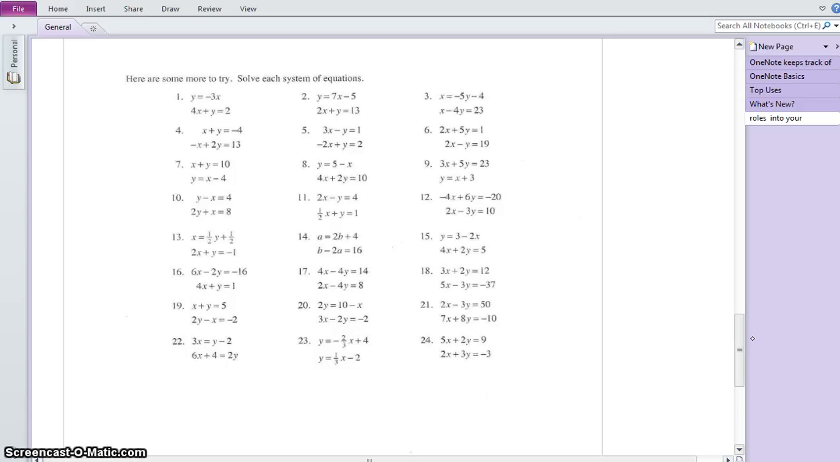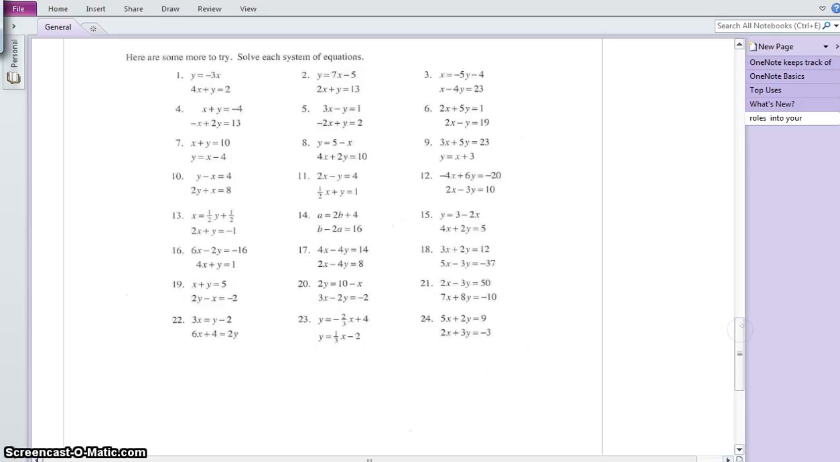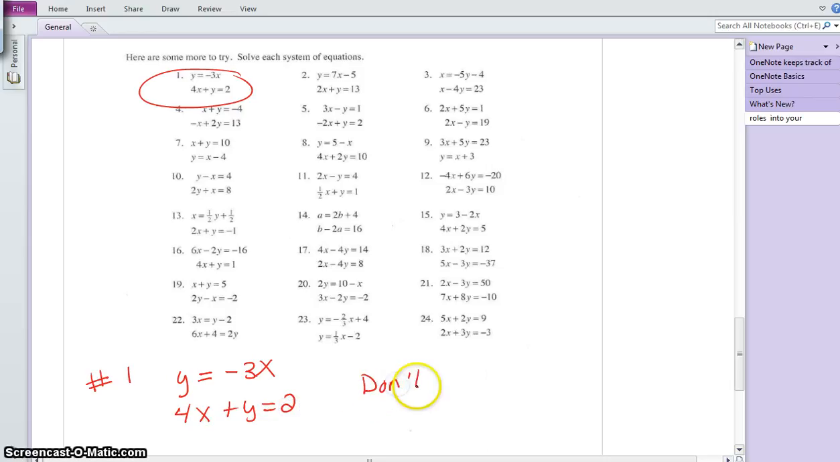So I'm going to start number 1 with you right now. So everybody should have number 1 on their page, solved this way and formatted this way. You're going to start by copying the original exercise. So in this first step, don't change anything. Just copy it exactly the way it appears in this handout.